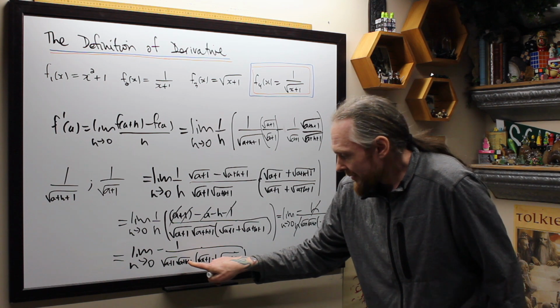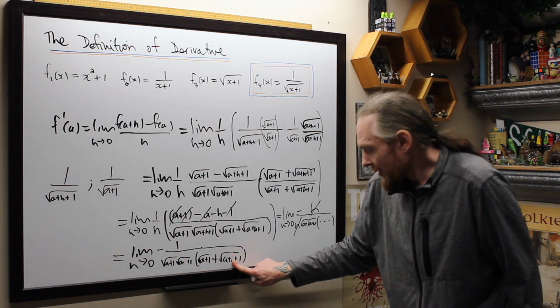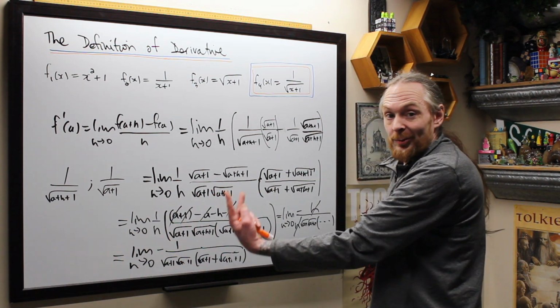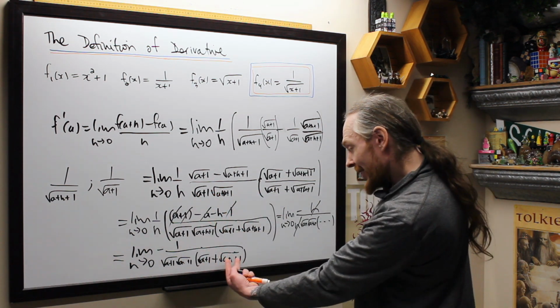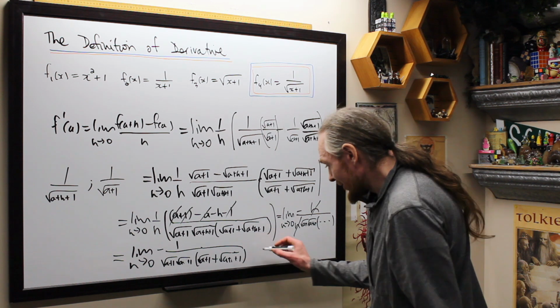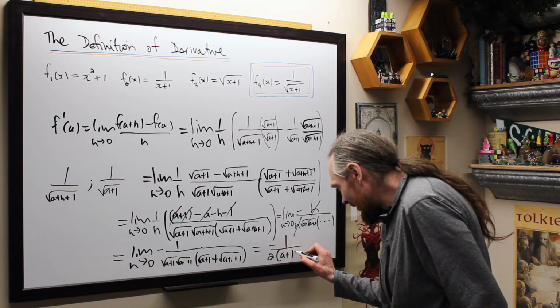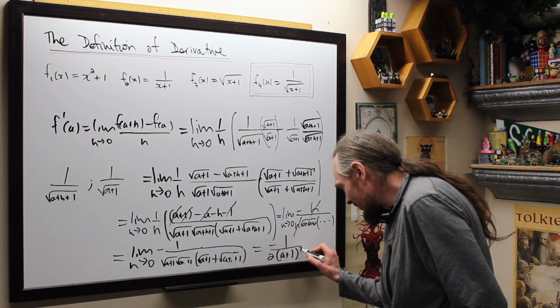Now the h's can go to 0, so this is going to go away and this will go away. So what do I have? Root of something times root of something is just a plus 1, and then I have 2 of them to the square root, so this is -1 over 2 times a plus 1 to the 3 over 2.